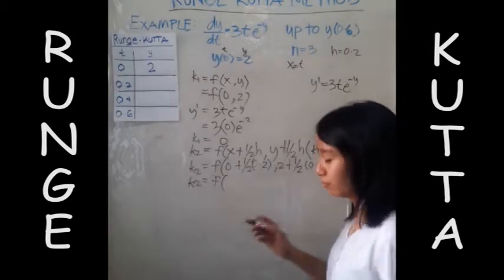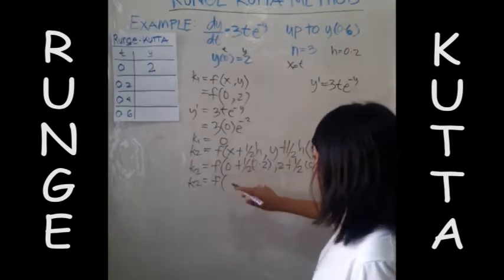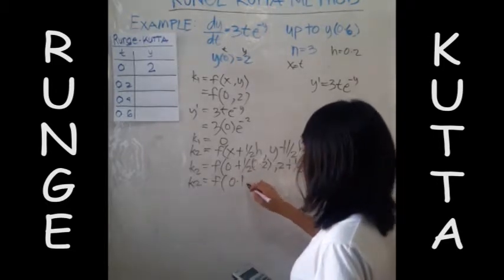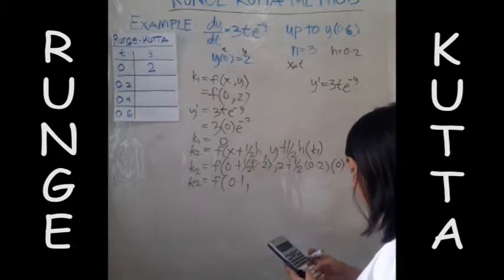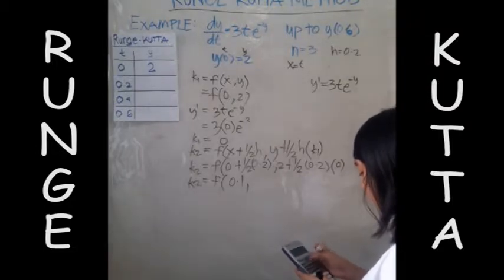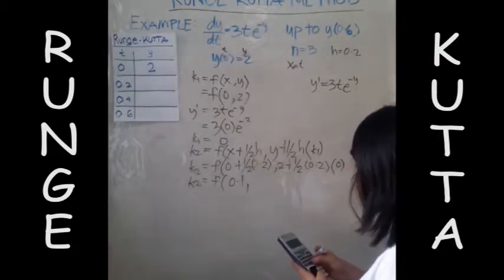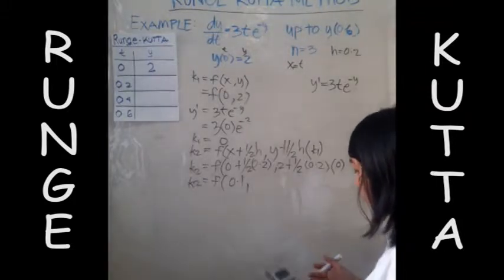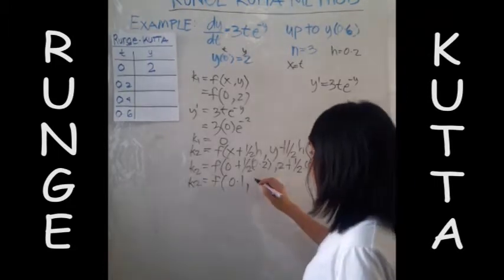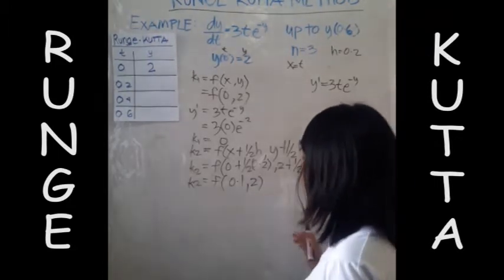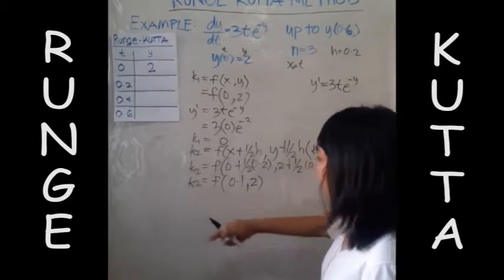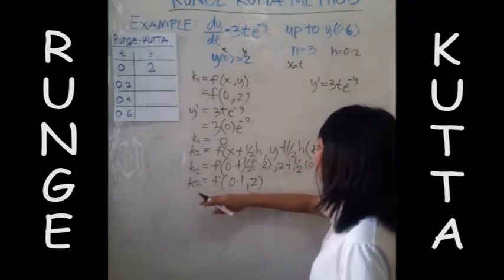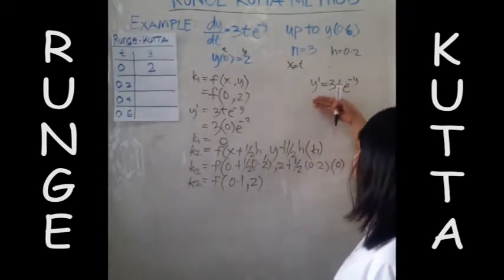And we are going to have a function of 0.1 and 2. So again, we have a new coordinates and we are going to substitute this again to our y prime.